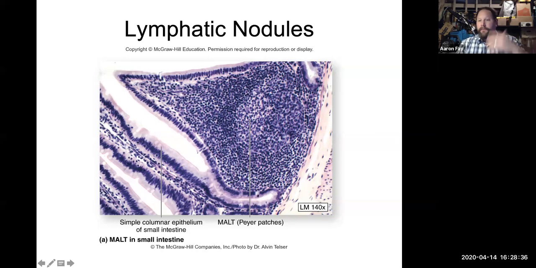So we eat our food, it's chemically broken down in the stomach, and then it passes through the small intestine. We have a simple columnar epithelium because we need to absorb all those nutrients. Well, this is the lumen of the small intestine. Here is the whole rest of the body.